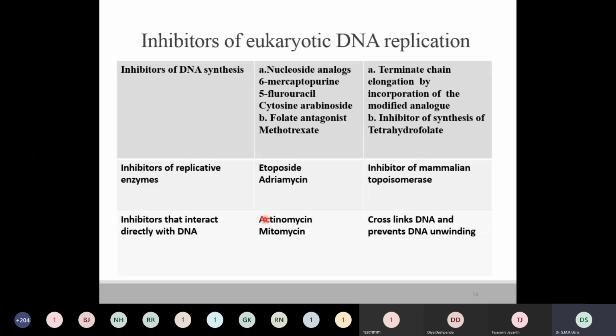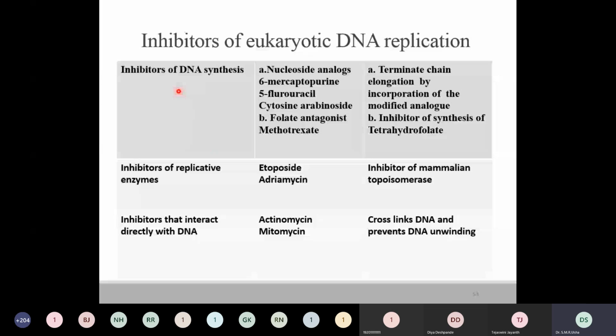Now I have to go for another 3 to 4 slides. Please bear with me. Inhibitors of eukaryotic DNA replication. All these inhibitors serve as anti-cancer agents. So they can be inhibitors of DNA synthesis, or they can be inhibitors of replicative enzymes, or they can be inhibitors that interact directly with the DNA.